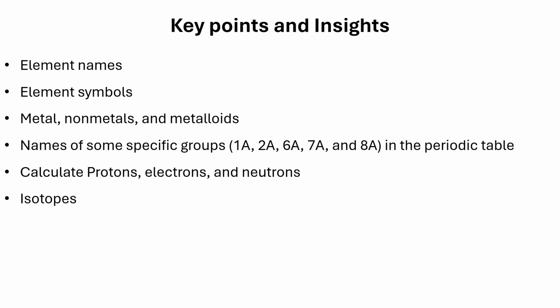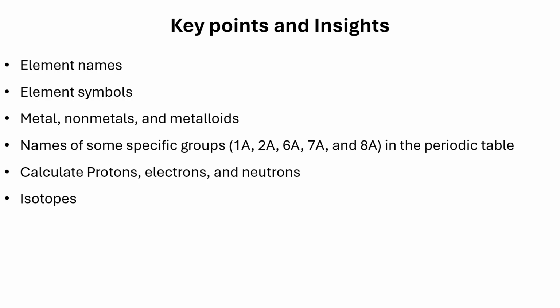Key points and insights. When you are studying periodic table of elements, study element names with their symbol. You need to know what are the metals, what are the nonmetals and metalloids. Those will help you to write chemical formulas. When element is given with an atomic number and mass number, we can calculate number of protons, electrons and neutrons in that element. At last, isotopes.